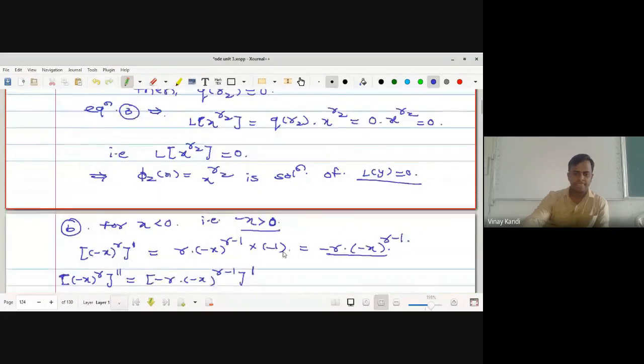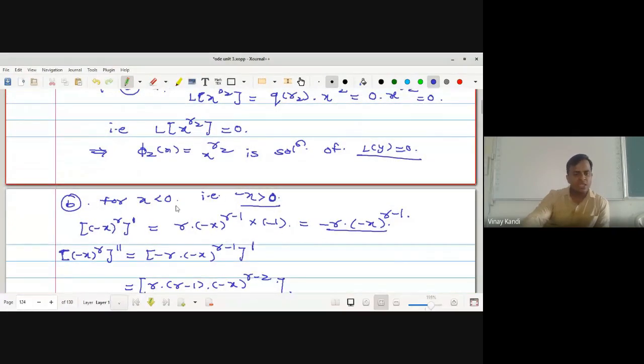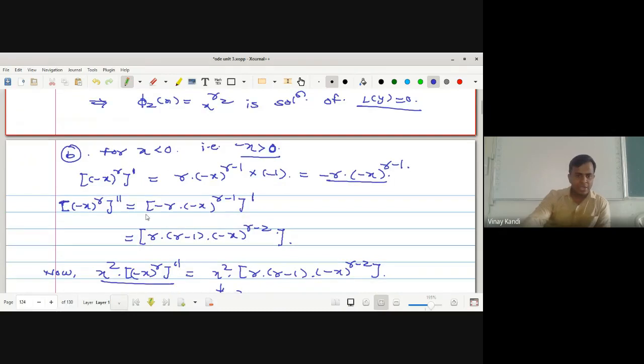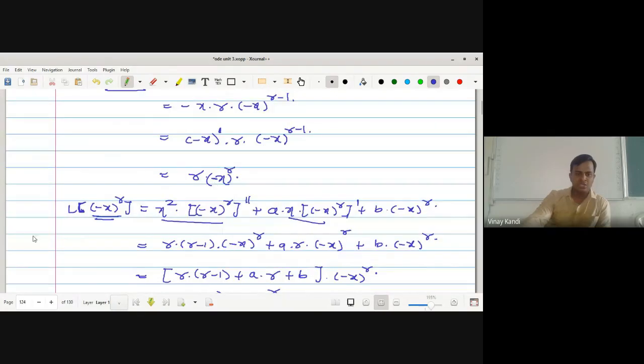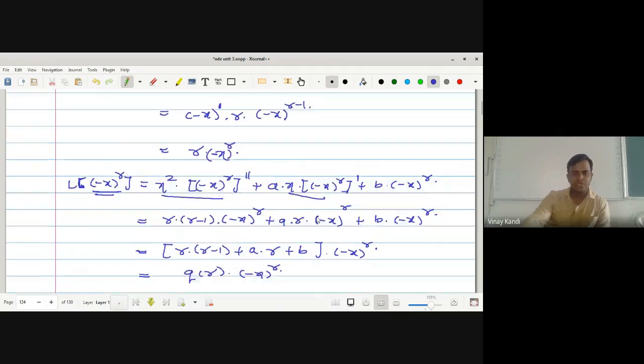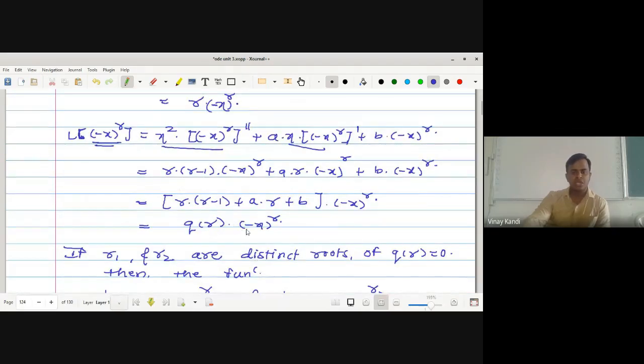So this is part A. And part B, for x less than 0, that is, if x is less than 0, then minus x is greater than 0. Okay, now calculating the values of the double derivative and single derivative, and putting these values in L of minus x raised to r, again we get q of r into minus x raised to r.